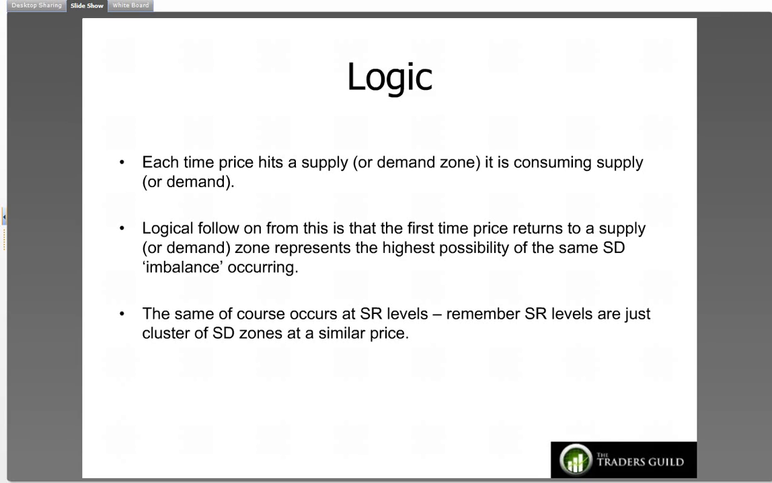Okay, now we have to caveat that with the fact that supply and demand is dynamic, i.e. it's always changing, it's not static, the market is always changing, orders are always changing, market participants are always changing, and how they place their orders are always changing. Okay, but from a generalization standpoint, supply and demand gets weaker within a support resistance zone or within a supply demand zone, the more touches it has, and therefore the first time back has the highest chance of having that same supply demand imbalance that caused the initial breakout occurring again.